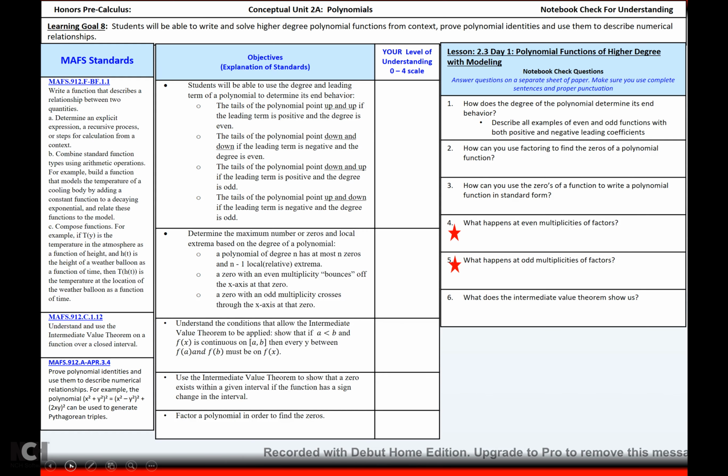Okay, so what happens at even multiplicities of factors? The graph will touch and turn. What happens at odd multiplicities of factors? The graph will pass through.